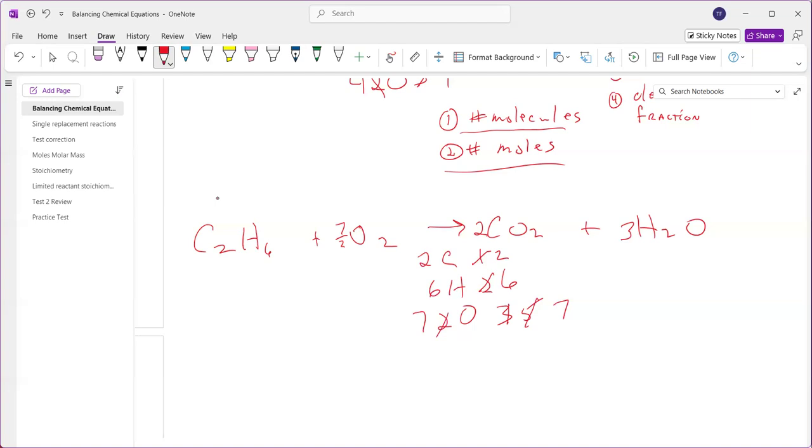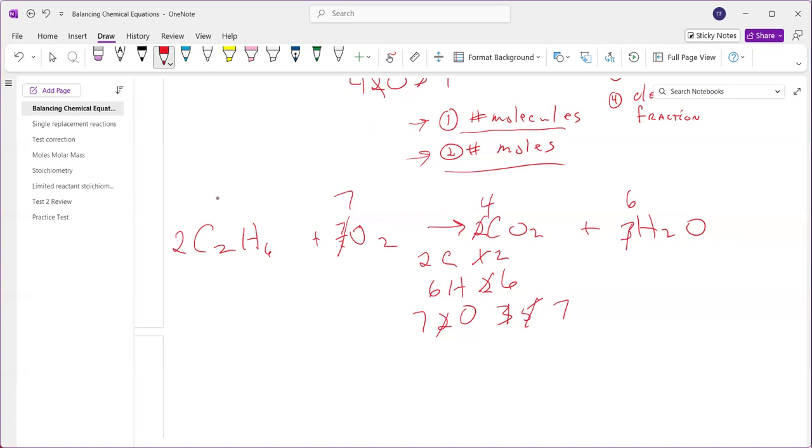Okay, now the problem is, remember the coefficients are the number of molecules or the number of moles. Now we can't have a fractional part of a molecule. Can't break them up. It's going to be whole units. So like he was saying, we're going to clear the fraction by multiplying everything by the denominator, the bottom number, 2. So 2 times 1 is 2. 2 times 7 halves is 7. 2 times 2 is 4. 2 times 3 is 6.